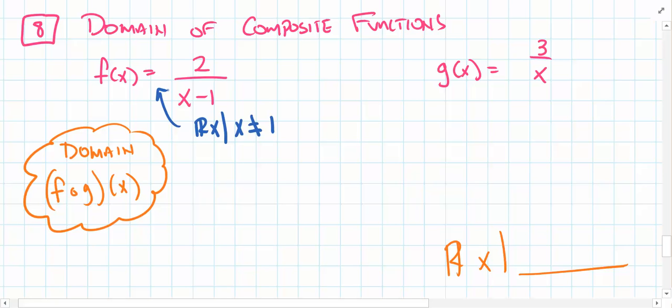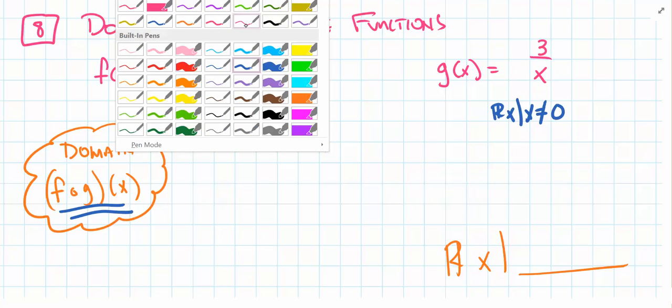All real numbers x such that x cannot be what? x can't be 0. Why can't x be 0 in this one? You can't divide by 0. It's undefined. Okay, so far I have these two individual ones, right? Now I'm asking for the composite function f of g of x. Which function is inside of which? Write it down. Yeah, so this is f of g of x, right? That's what this means. Do you guys agree with that?